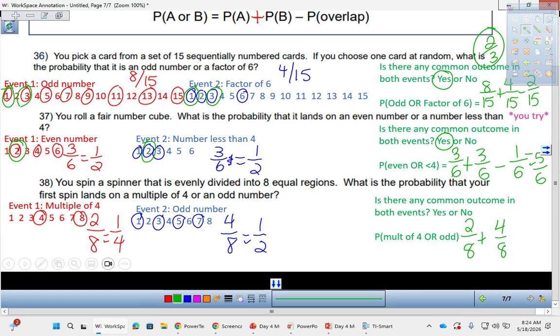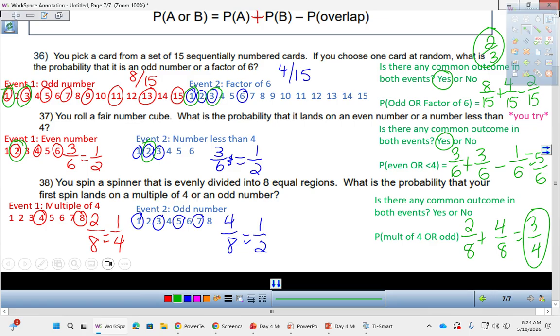Minus would be a number I circled in event 1 and 2. So did I circle any numbers in both events? Are any of the numbers in common here? So there's nothing to subtract. These are mutually exclusive. I don't have to do the minus because there isn't an overlap. So I'll just add them. I'll get 6/8 or 3/4. You're only subtracting if there's repeats. If there's not repeats, then there's nothing to subtract. Do you think you can try some of these?